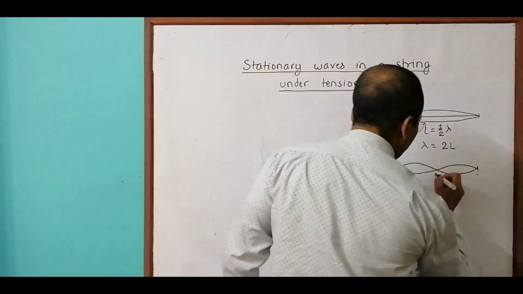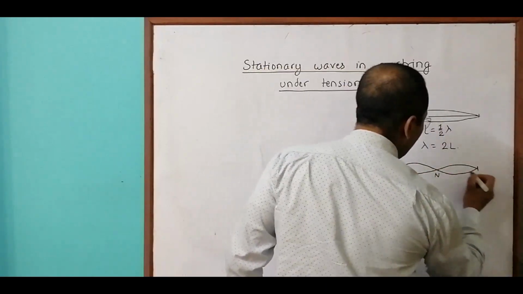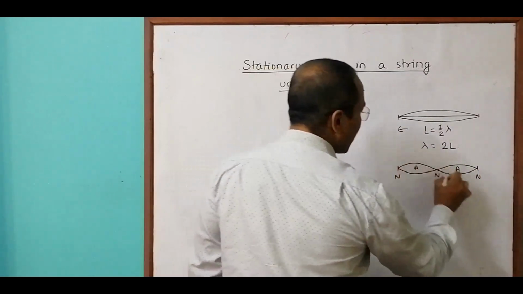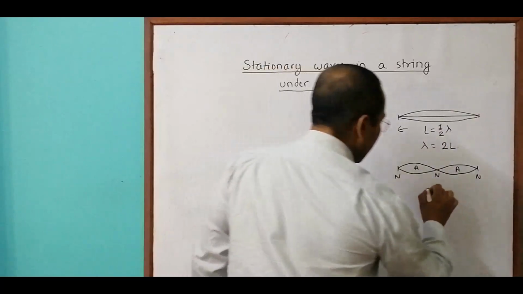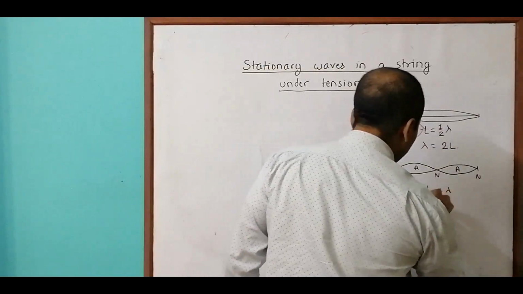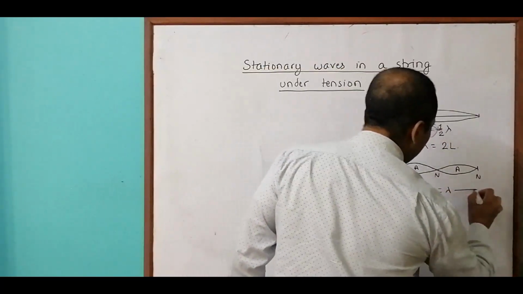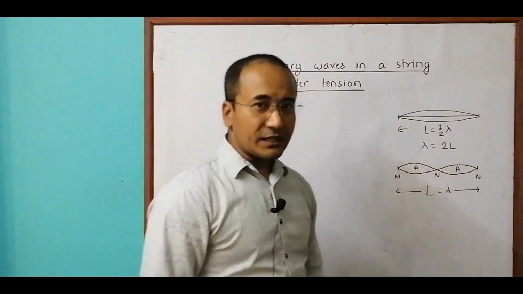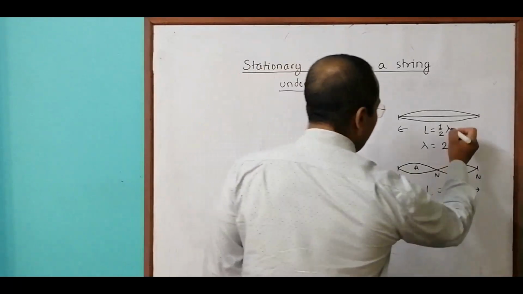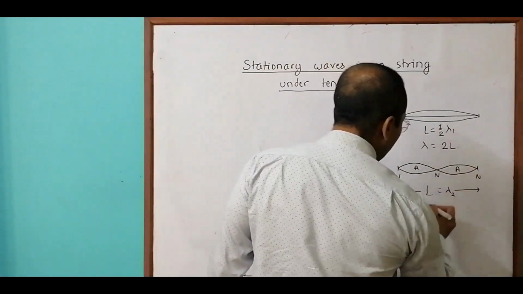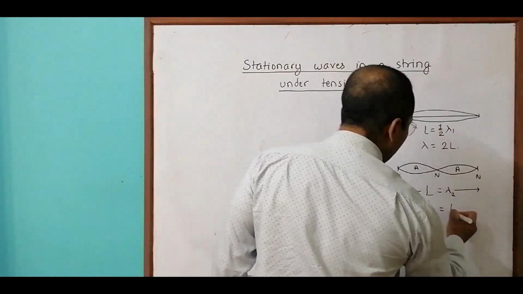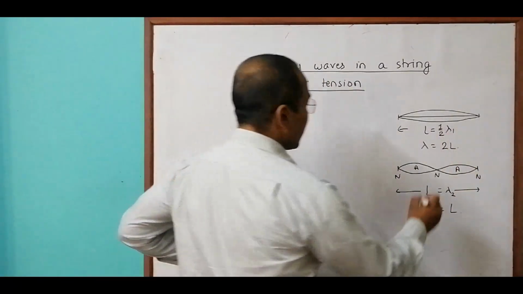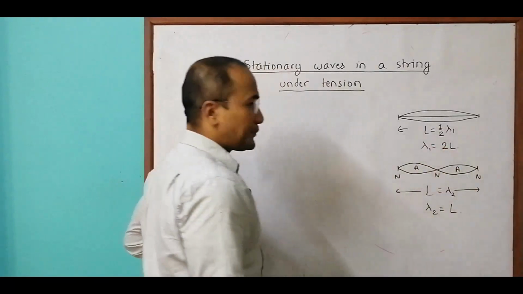Here it is a node, antinode. And now we have a complete wave formed here. So that's why the length this time is equal to lambda itself. But now the lambda of the previous case and the lambda of this case are different. So I'll name it lambda 1 and this lambda 2, which gives me lambda 2 is equal to L. So this time the value of lambda 2 is equal to L. Previously lambda 1 is equal to 2L.